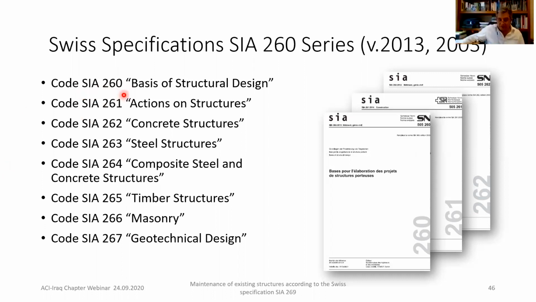The 260 is the basics that I will focus on, and then 261 for actions on structures, 262 for concrete, 263 for steel structures, 264 for composites, steel and concrete, then timber and masonry, and finally for geotechnical design, we are working on 267.